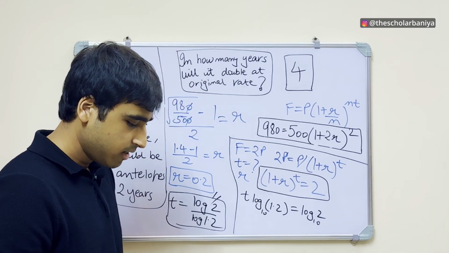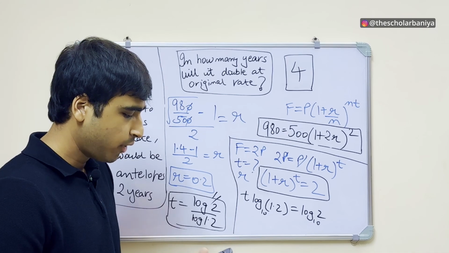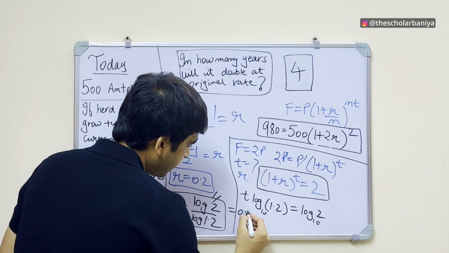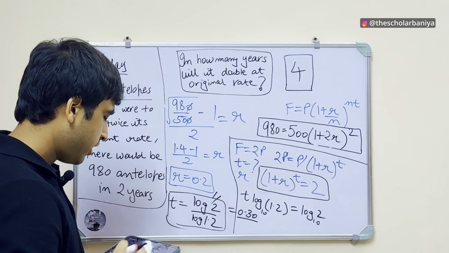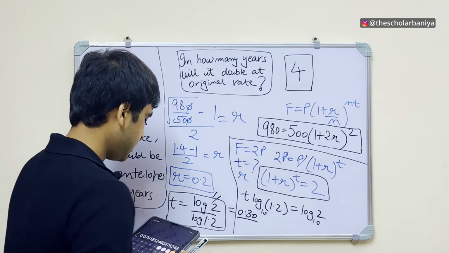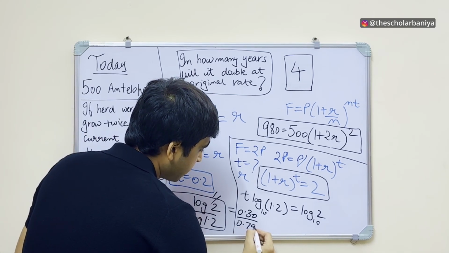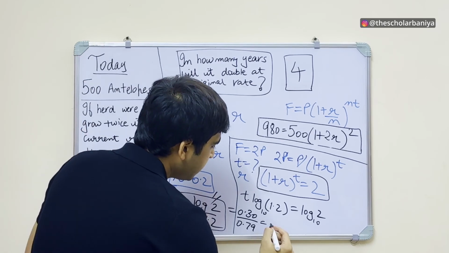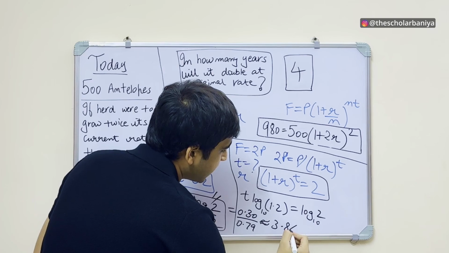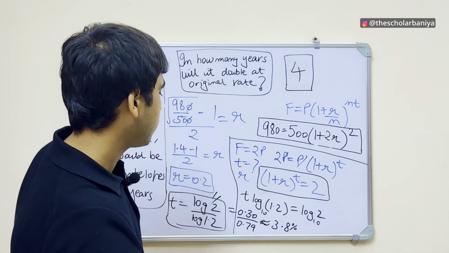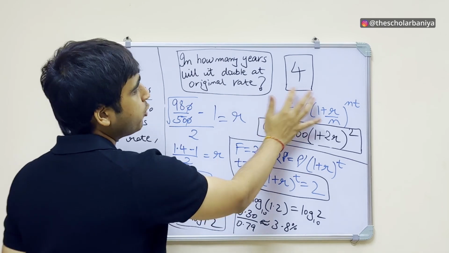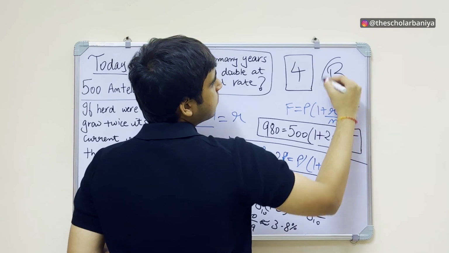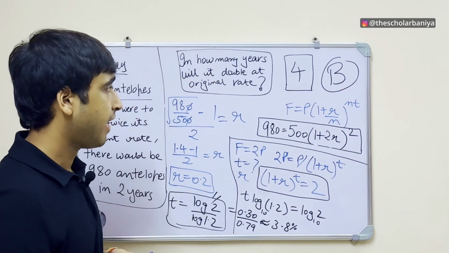So what will this be? Log 2 is 0.3010. So this comes out to be 0.30 upon, what is log 1.2? Log 1.2 is 0.079, right? So this comes out to be 0.3 divided by 0.079, approximately 3.8, right? So this comes out to be approximately 3.8 years, and we have to compare it with 4. So obviously 3.8 is less than 4, so your answer becomes B, because this part is greater. So the final answer becomes B.